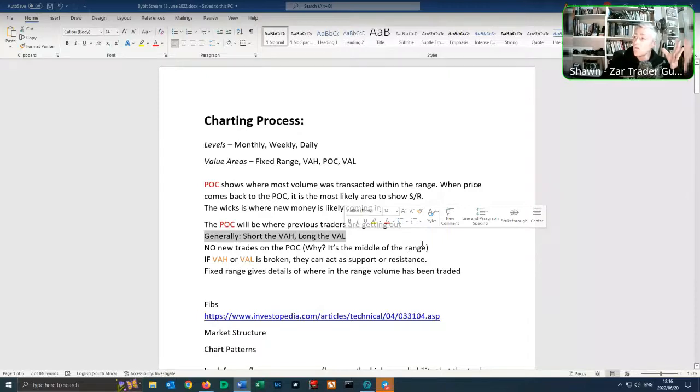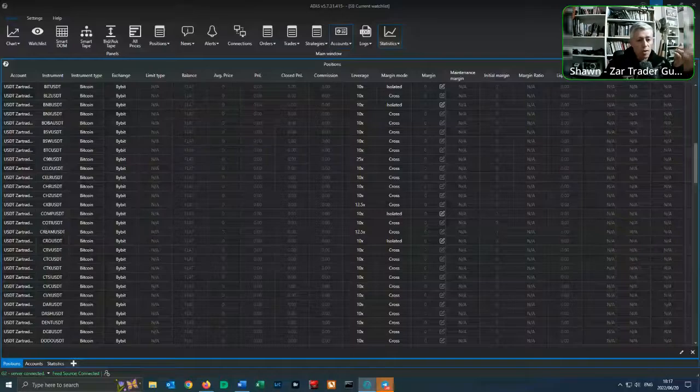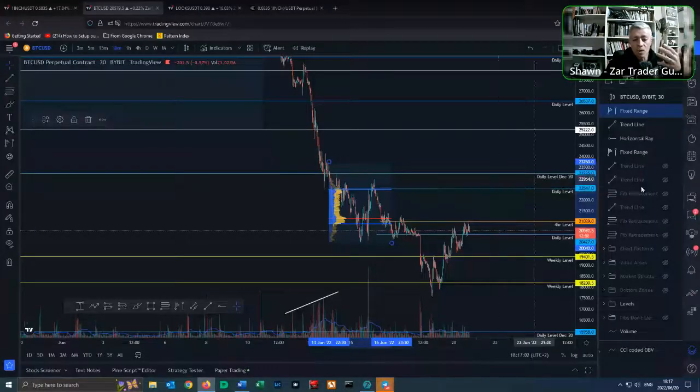But also you need to look for points of confluence. Make sure that your fibs are in place. Make sure that it lines up with your chart patterns. Make sure that it lines up with your levels and so on. So one thing I didn't discuss last week is the confluence of chart patterns.